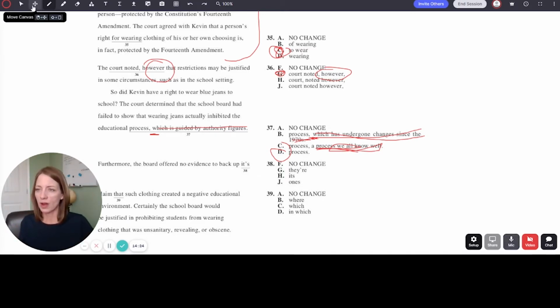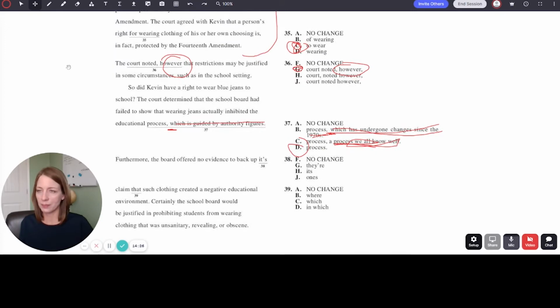Furthermore, the board offered no evidence to back up. Okay, so pronoun, whenever you see this, you're going to say, is it "it is," or are we possessing something? Okay, so I'm going to check out F first. The board offered no evidence to back up "it is" claim. Would I say "it is claim"? No. So that is a contraction. We don't need "it is."